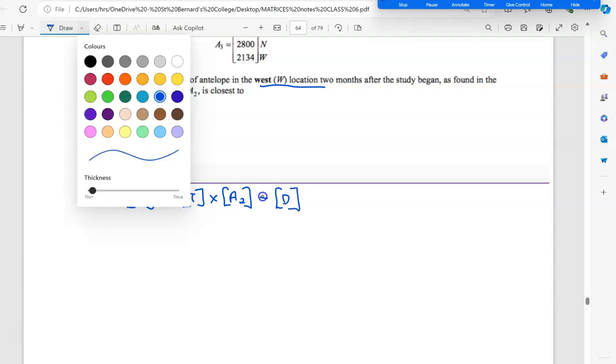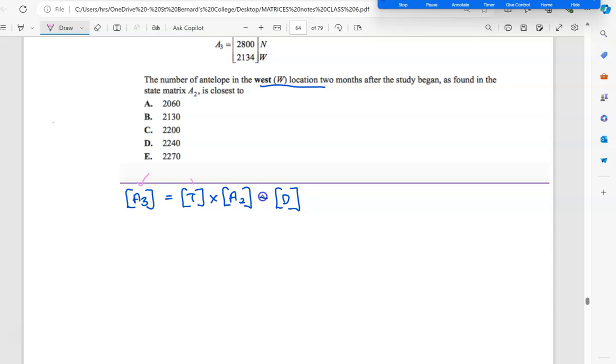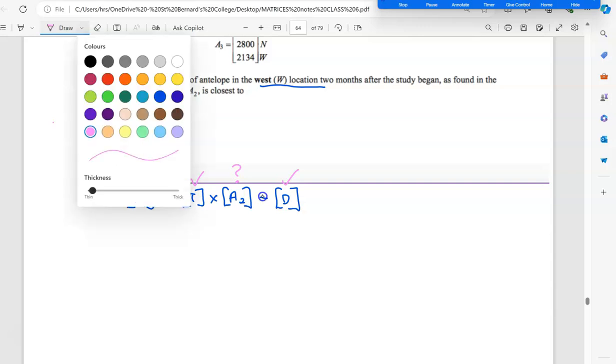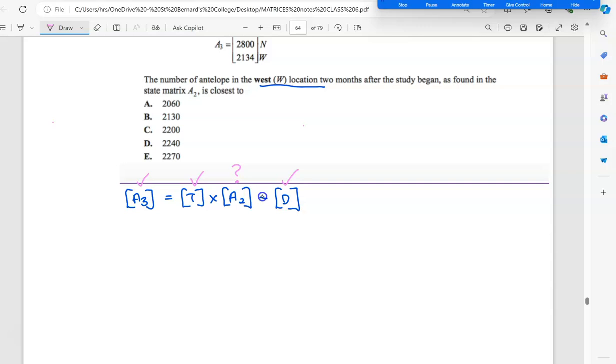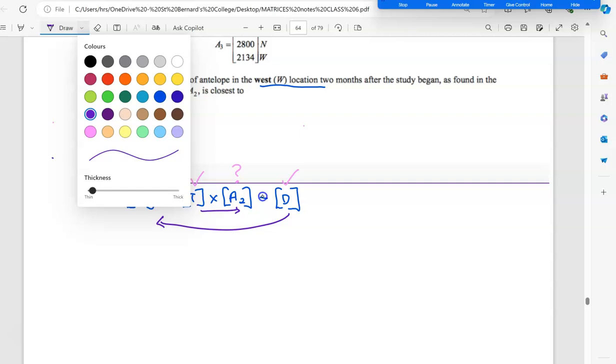Now, when you think about what you've been given, you've got this, you've got this, you've got this, and I need this. So we're going to have to do a little bit of rearranging. Sometimes it's easier if you think about what happened here. We had the transition times A2, then we minus D. Remember, the last thing you say is the first thing you move. So over here, we're going to move this guy over there. We want to try and get A2 by itself. I'll just do it in steps.